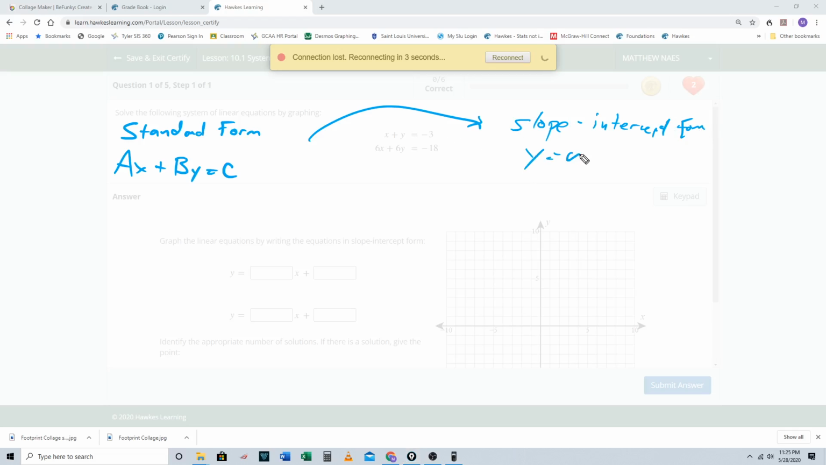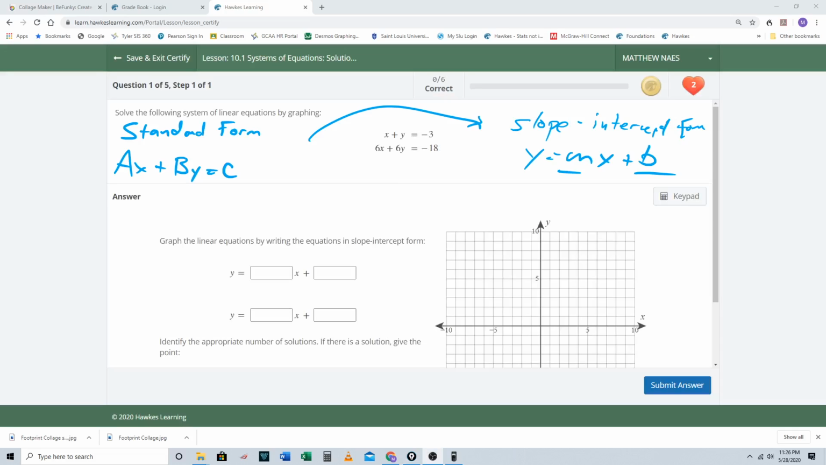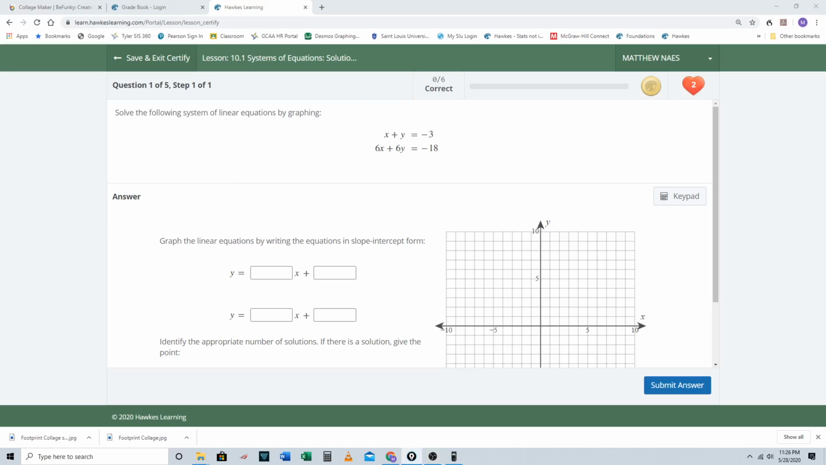Which is y equals mx plus b. That's what they want us to find, is m and b. Two ways to do this. The most obvious way, all right, something's going on with my internet, so give me a second. I need to refresh my computer or restart it even. All right, so one way, let me clear this, is to just take each equation and solve for y.